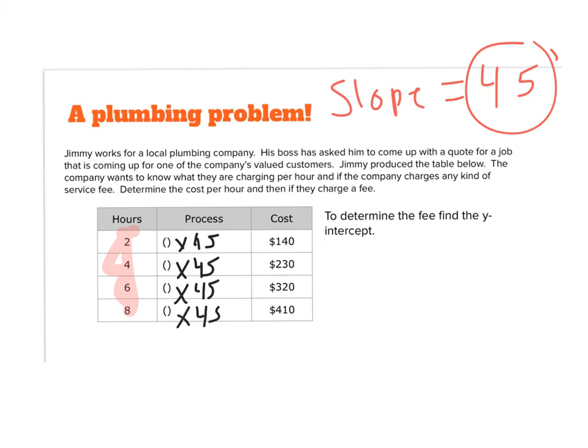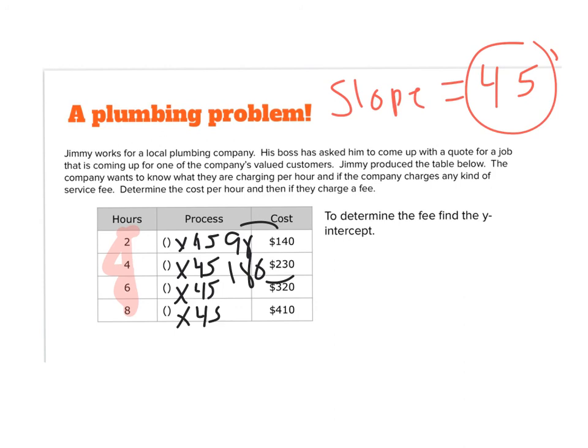So when I multiply 2 times 45, I get 90. 4 times 45 is 180. And you notice here that we're not getting these y values. So it means we do have an extra fee on top of what we're charging per hour.